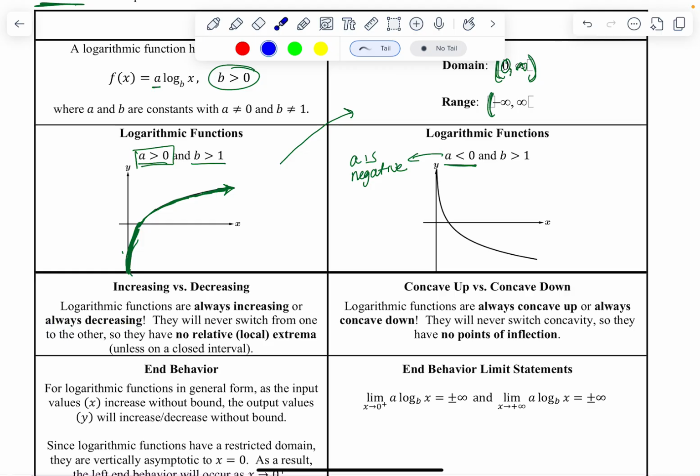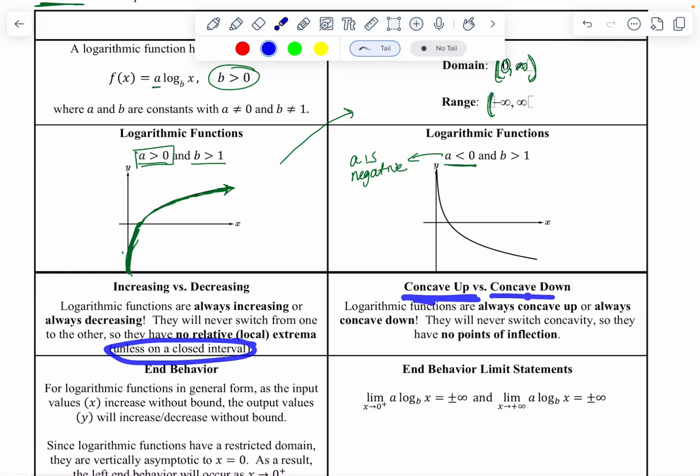They will never switch. So they will never have a local extrema, unless it's on a closed interval. So unless they say, from this point to this point, then they have an absolute min and an absolute max.